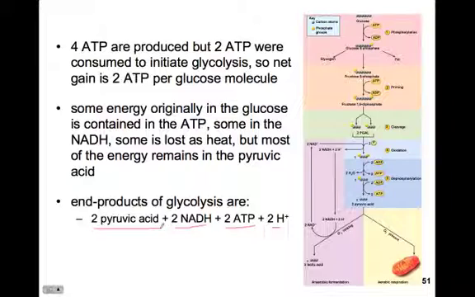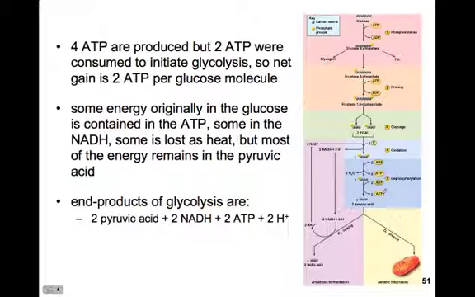So these are the products of glycolysis. We have the same energy originally in glucose contained in the ATP, some in the NADH, a little bit got lost as heat, but most of the energy still remains in this pyruvic acid. And this is what we're going to see release so much ATP should it go into the pathway of aerobic respiration. Remember that we invested 2 ATP and we received 4 ATP. So the net production from glycolysis is 2 ATPs.